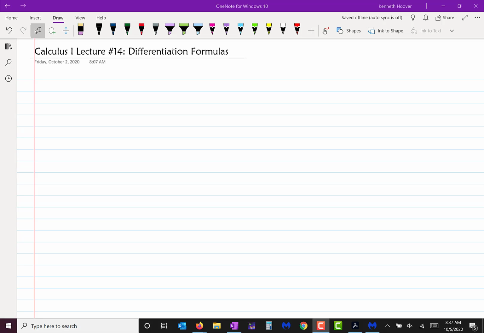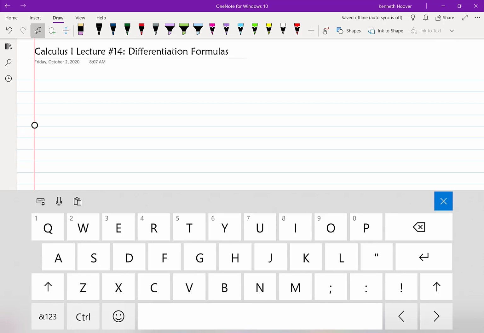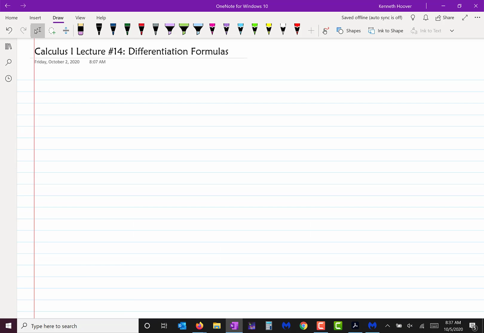Okay, today we're going to go over derivatives of common functions, and what this is really going to be is a list of formulas for derivatives. Okay, you know what the derivative means, right? If I write down f prime of x equals the limit as h goes to 0 of f of x plus h minus f of x over h, right? That's the derivative.